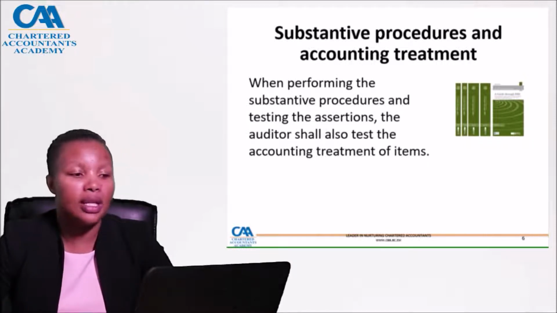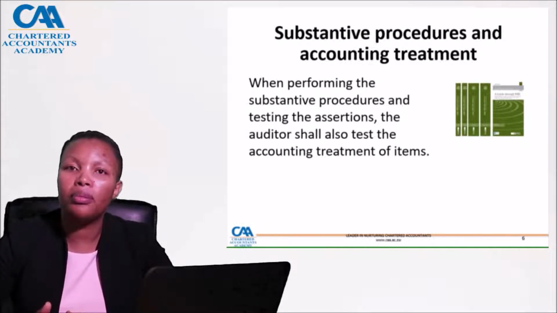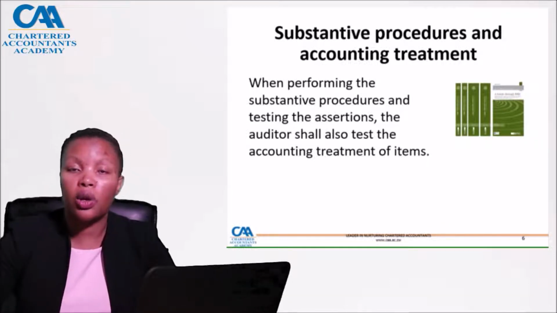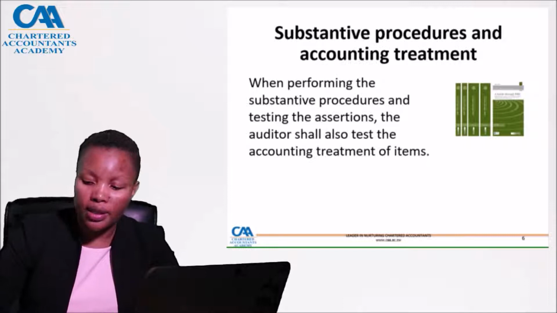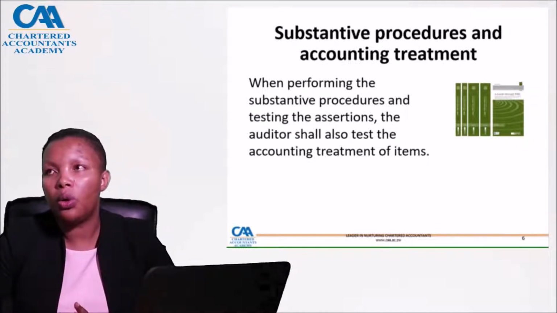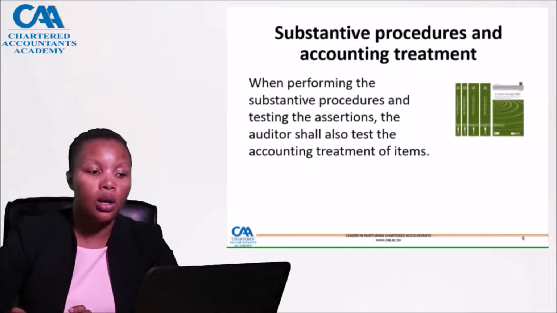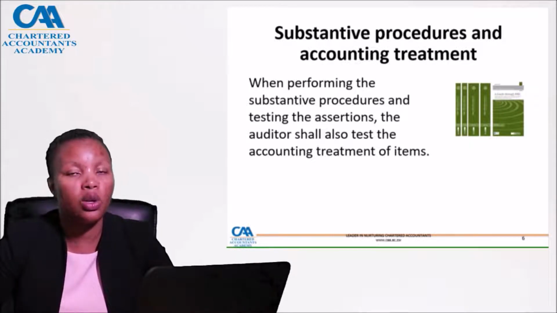Then we've got substantive procedures and accounting treatment. Now you remember from earlier sessions where we said that if you're carrying out an ISA audit, it's going to be based on IFRS, for example. Remember your opinion is saying in all material respects, these financial statements conform to a certain benchmark, and that benchmark could be your accounting standards, or your accounting framework, which is, let's say, your IFRS.